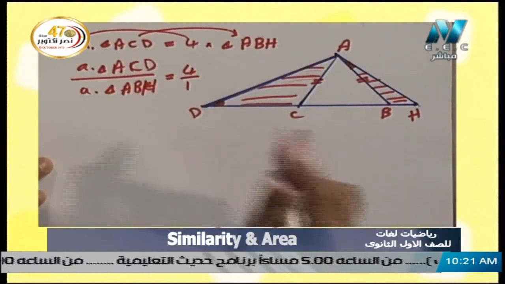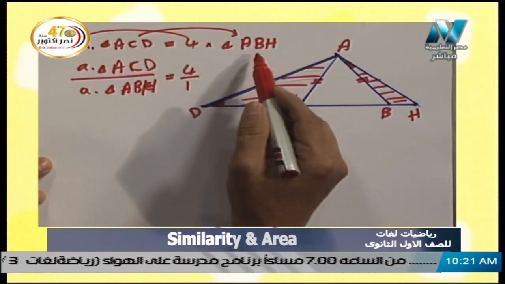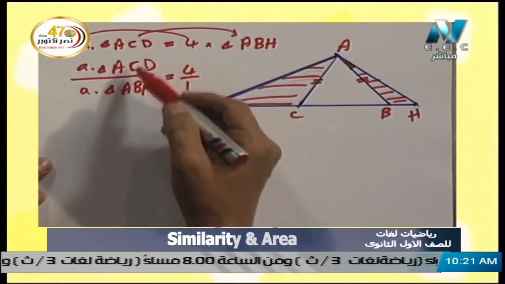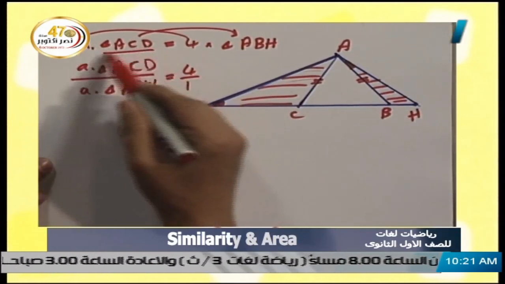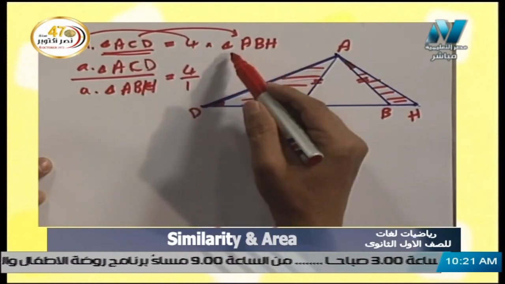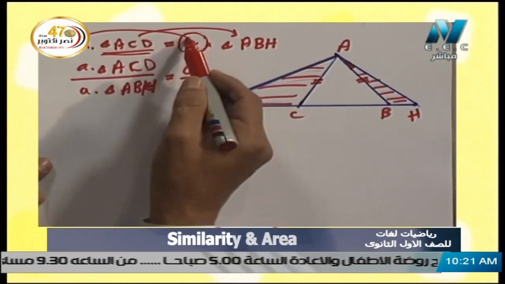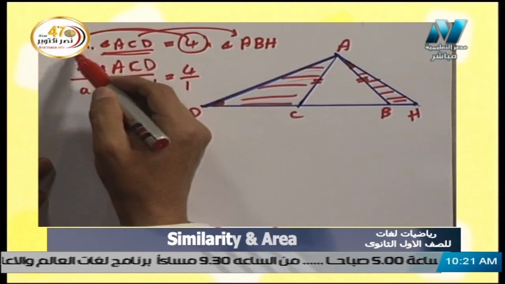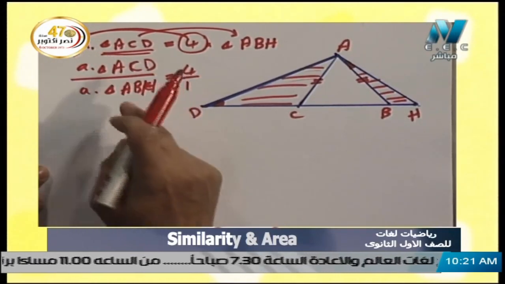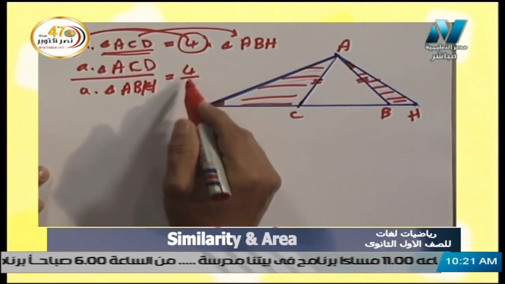It's vice versa. When we say that the area of triangle ACD equals 4 times the area of ABH, then when we write the ratio like this, we say the area of triangle ACD over the area of triangle ABH equals 4 over 1. Here is 1. So we now have the area of ACD over the area of triangle ABH equal to 4 over 1.